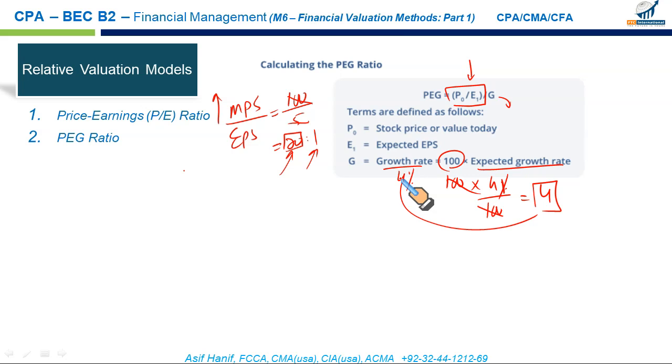So this PEG ratio basically shows the effect of earning growth on the company's PE. So far, I've discussed that for the price earning ratio, the higher the better. But for the PEG ratio, the lower the better. How come? Why is lower better? We need to justify this.